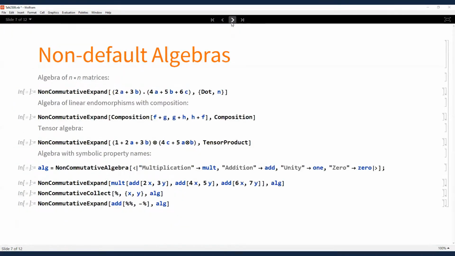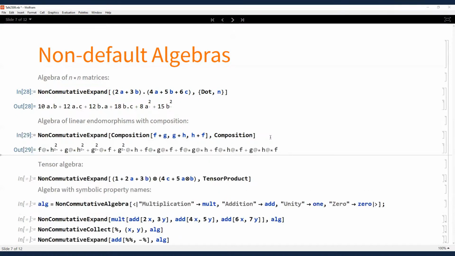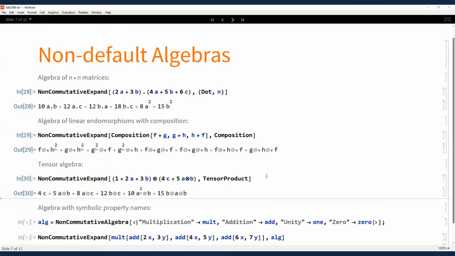Now let's talk about non-default algebras. So this is the algebra of n by n matrices. And we can do expand. Now this expands dot with respect to plus. Now the algebra of linear endomorphisms, with composition. Again, we can expand composition of sums of endomorphisms. Tensor algebra, we expand tensor product.